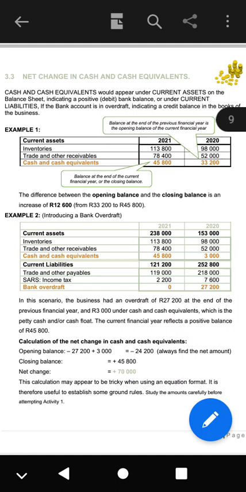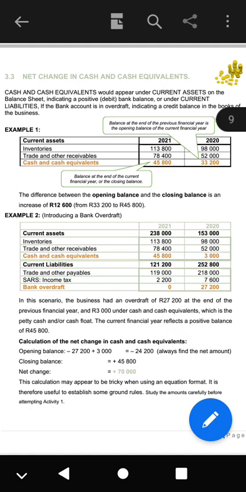Okay, so then how do we calculate the net change? The difference between the opening balance and the closing balance is an increase of 12,600 from 33,200 to 45,800. So 12,600 is our net change in cash and cash equivalents. Okay, that one is straightforward. Let's look at the second example that is given when we are having an overdraft.